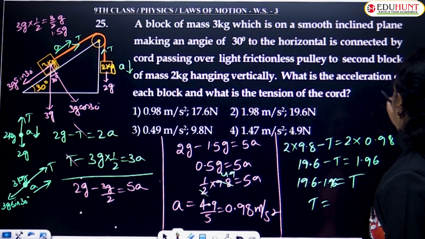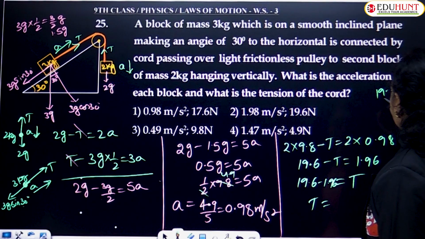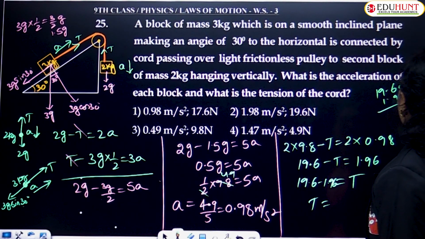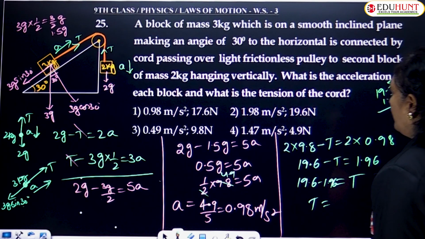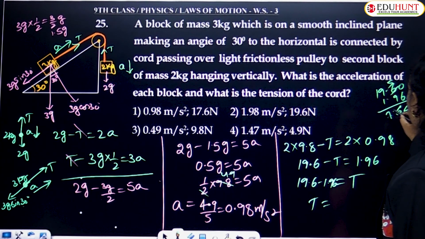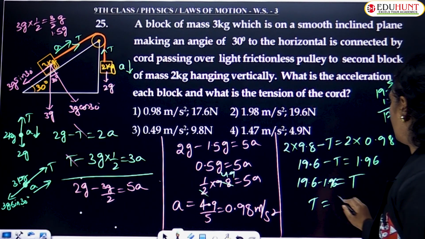It must be something like this. Here we have 4 and here we have 6. Well, 8 minus 1 is 7. So 17.64. What is the answer?